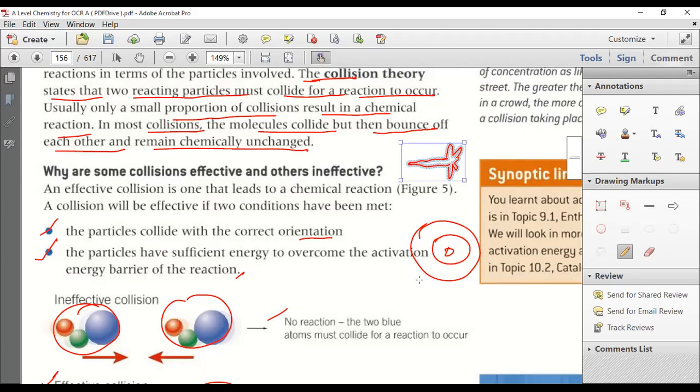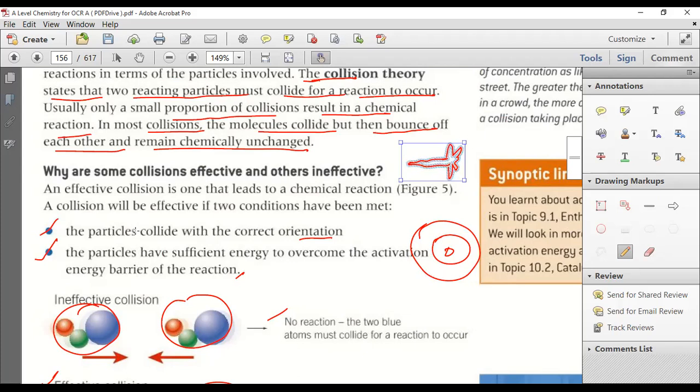It should get stuck into it. Otherwise, it will not get stuck, it will fail. So both things should be there. It means there should be a correct orientation of particles for collision, and there should be sufficient energy to overcome the activation energy barrier for a reaction. And if these two things are there in a collision, then that collision is an effective collision, and it will result in the formation of product, or in the chemical reaction.